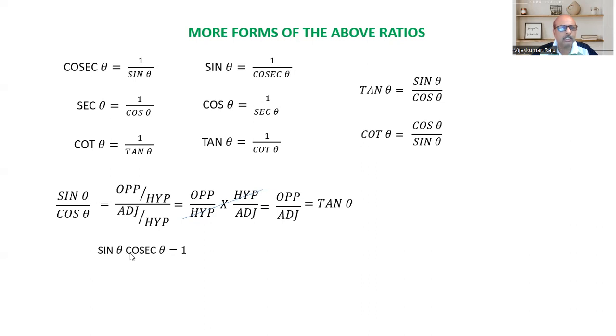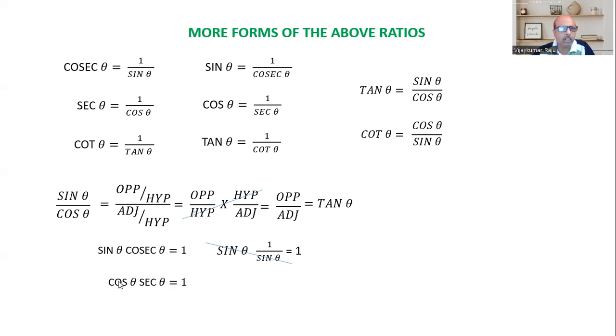Now sine into cosec is 1. Sine theta into cosec theta is 1. How is it? Sine, and what is cosec? Cosec is 1 by sine. So this sine cancels and it is just equal to 1. So that's why sine into cosec is 1.